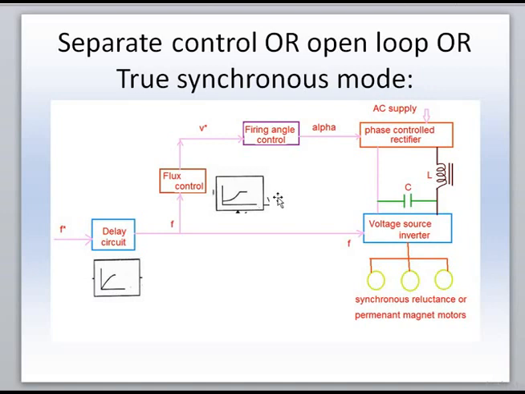able to control. That's why we are creating a V by F control. Each and every time we are maintaining V by F constant throughout your control schemes. That's why, based on the reference frequency, we are generating a voltage. See the flux control block here, there is a graph. It indicates that after some variation in the frequency, the voltage will get saturated.